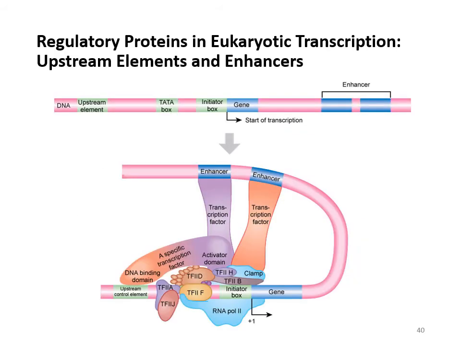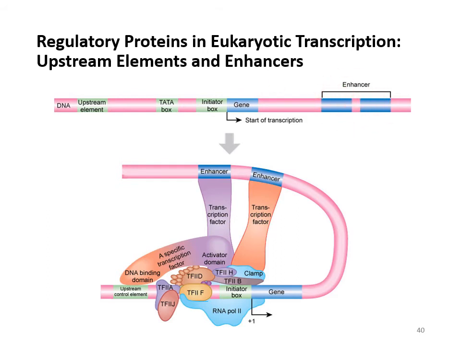Now, I want to make a quick point that all of the regulation that we've seen so far is what we call upstream, meaning the regulation was occurring in front of the gene. I want you to be aware that in eukaryotes, there are also regulators after the gene. So this is our gene here. These are upstream regulators to the left, and in eukaryotes, you have downstream regulators to the right.